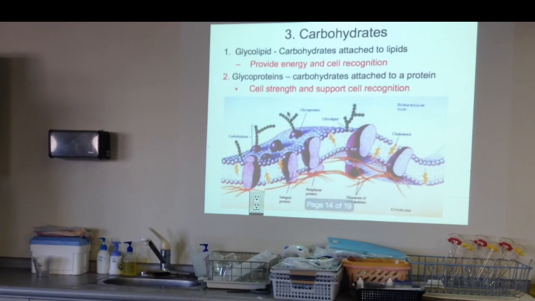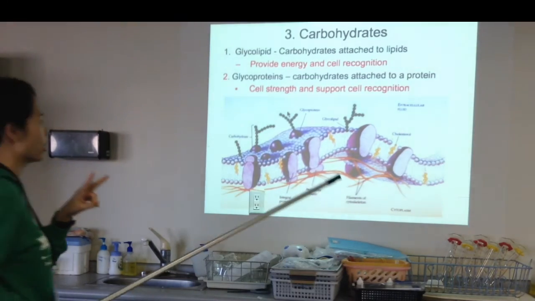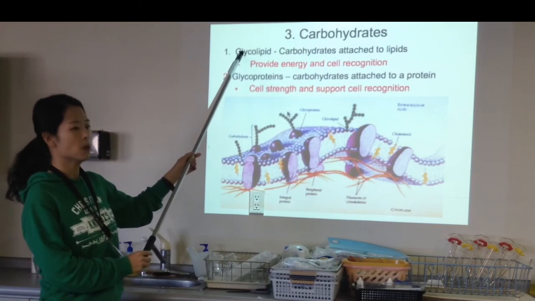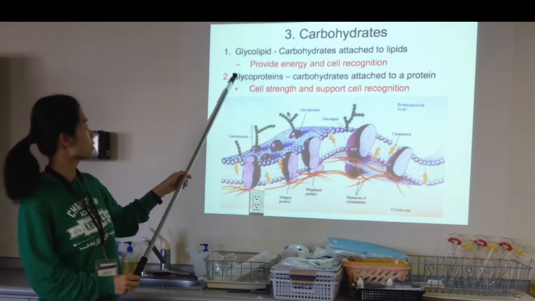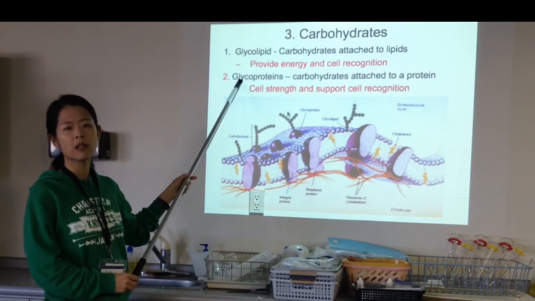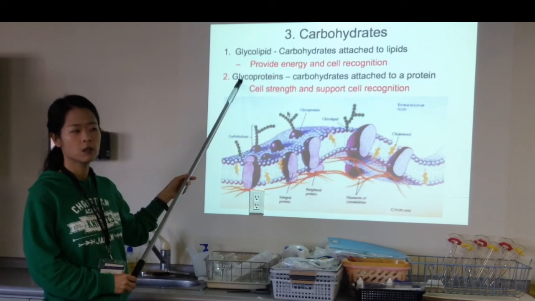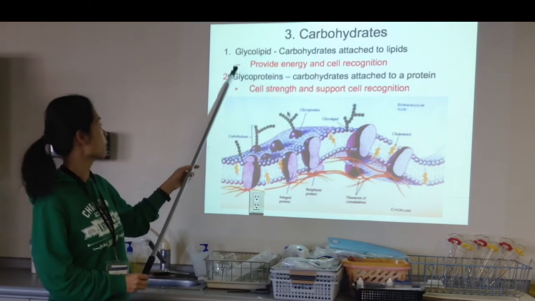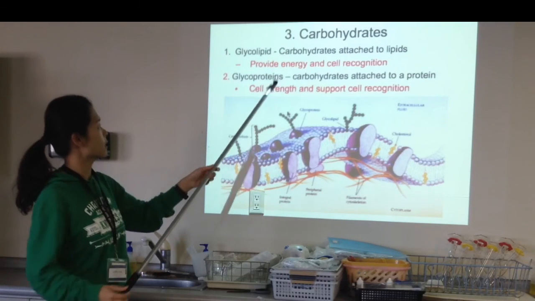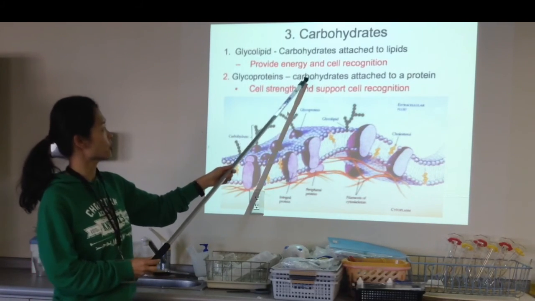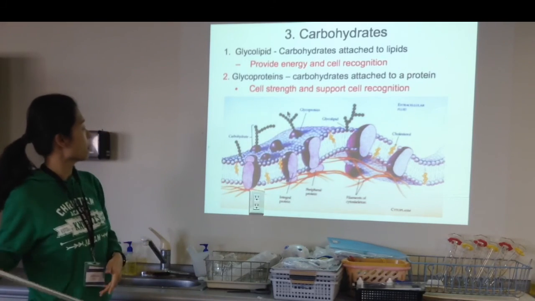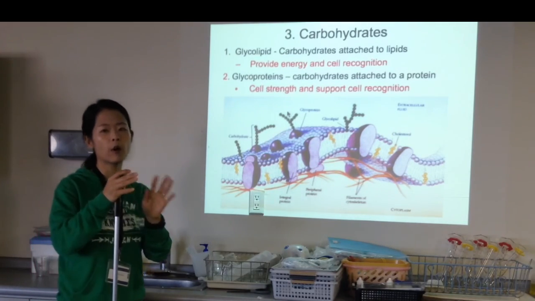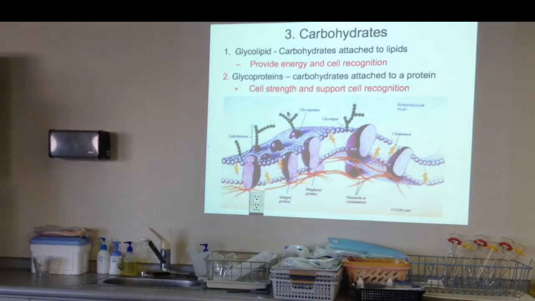Carbohydrates, two kinds of carbohydrates are called glycolipid and glycoprotein. So the glyco, what do you think glyco means? It comes from, yeah, sugar, like it means sugar. So glycolipid is the sugar attached to the lipid. Glycoprotein is a sugar attached to a protein. So again, this is categorizing what type of carbohydrates are found in the membrane. Their roles slightly vary, so you can take a look at the functions of glycoprotein and glycolipid.